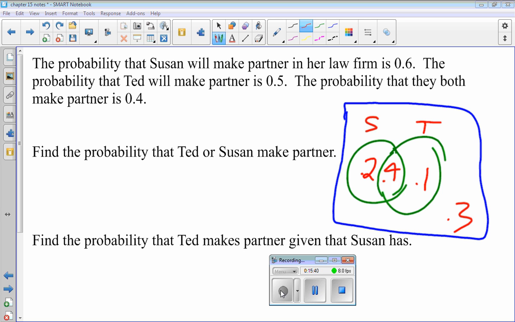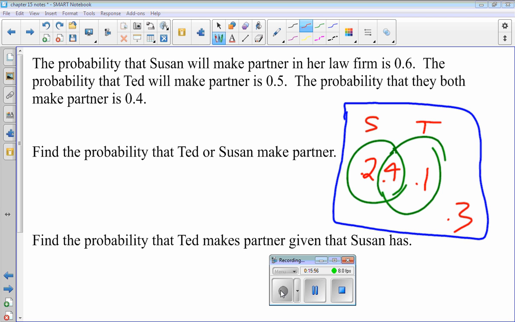Sorry. That's all right. So where'd you start? In the Venn diagram, where'd you start? I drew the Venn diagram overlapping because that's what you're supposed to do. I put 0.4 in the middle. That's what it says. They both make partners.